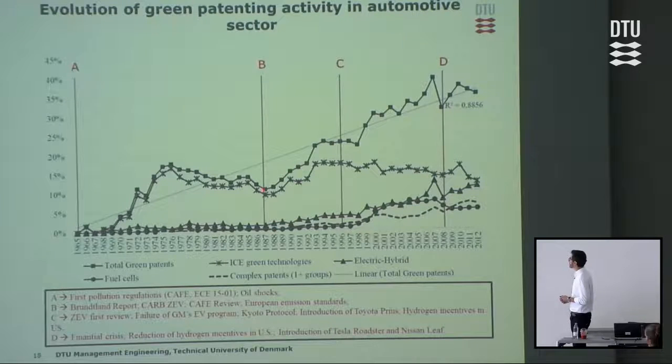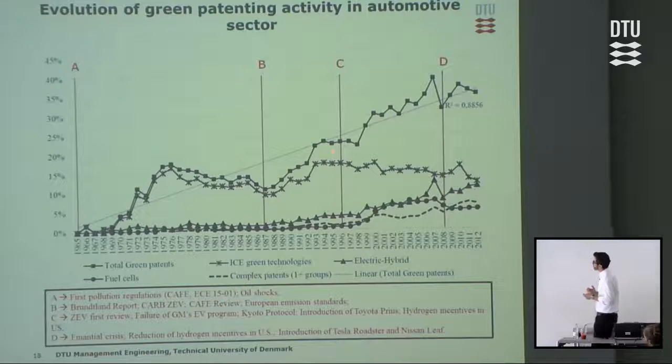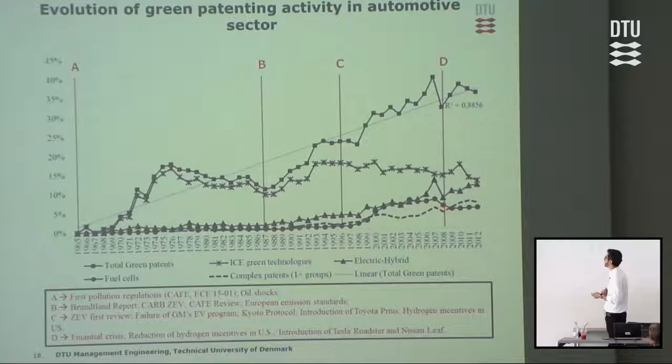So what we see is that maybe some of this, the growing gap here, is very much related with what happened in the 90s. Here we see that there was impressive growth in the 90s in terms of the total green patenting, but it's still very much influenced by the internal combustion engines. And after that, we see the internal combustion engines more or less decreasing at a very slow rate.